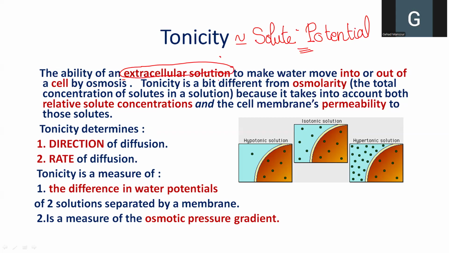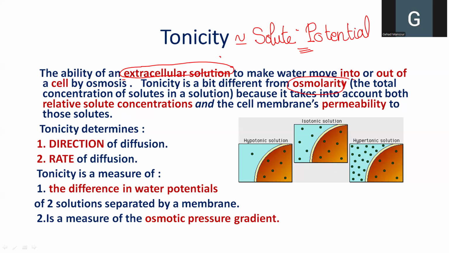And tonicity is close to solute potential, but it is different from osmolarity. Up till now, we haven't yet discussed what osmolarity is, but osmolarity is the total concentration of solutes in a particular solution. For example, 100 grams per liter. Osmolarity per se cannot help you to understand in which direction water will flow. Why? Because it does not take into consideration the difference between two solutions.